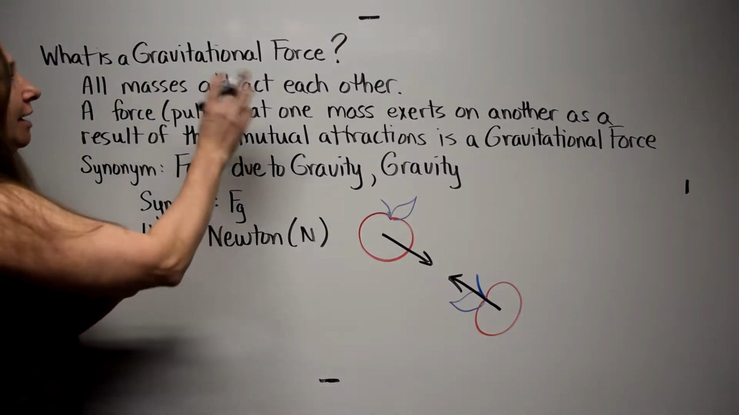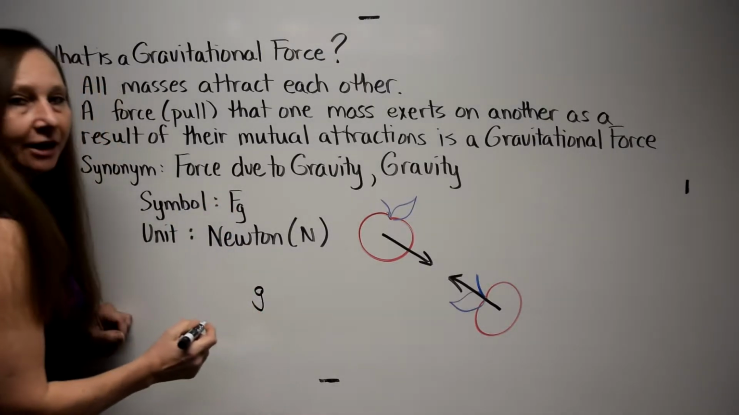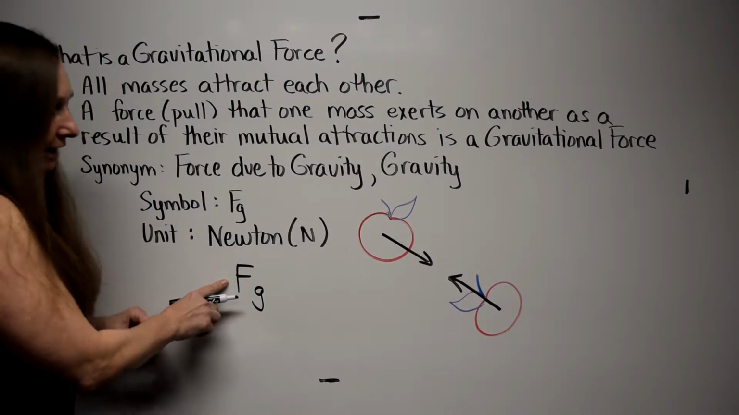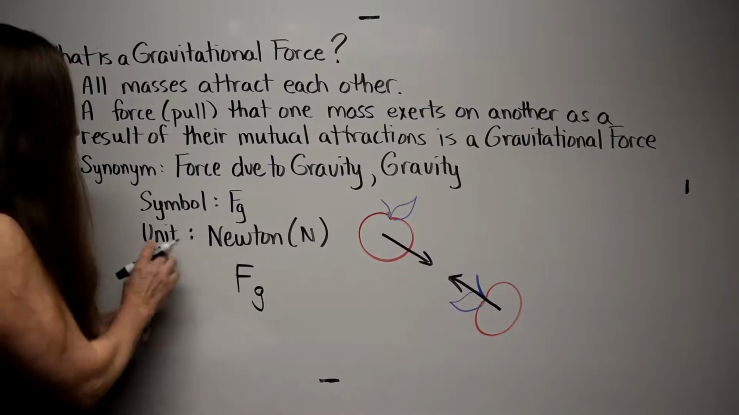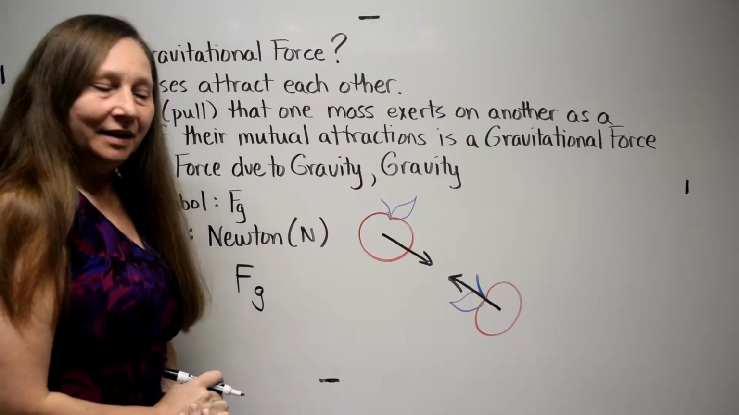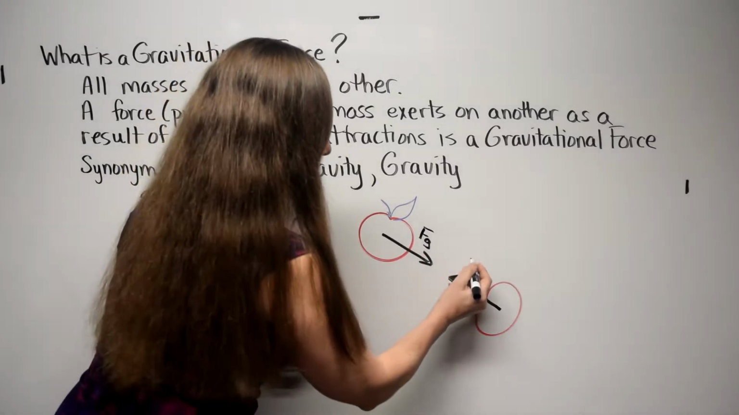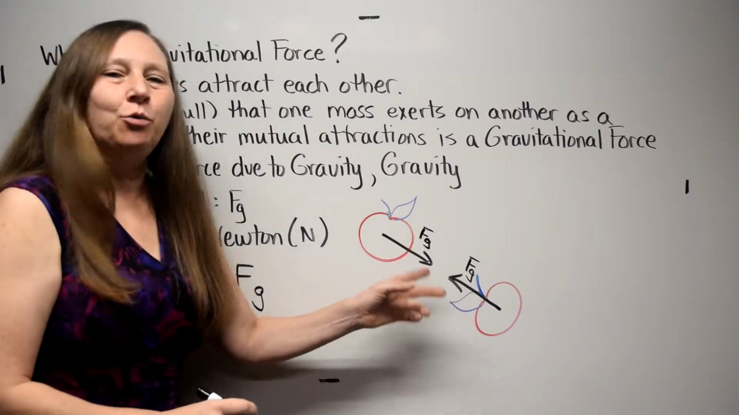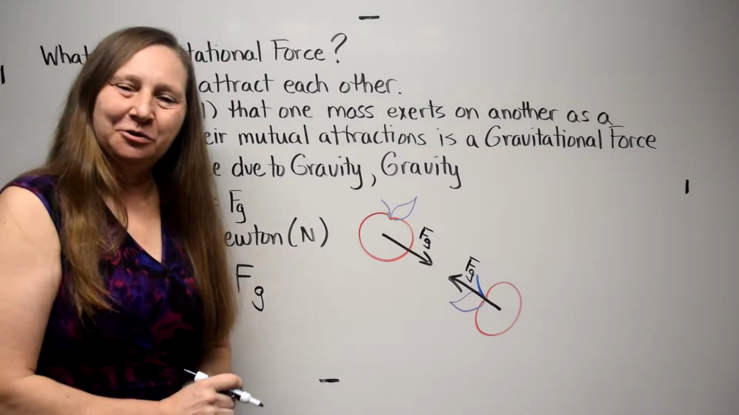Now, the symbol for gravitational force is Fg. That's actually a capital letter F and a subscript, a very small little g. The unit for all forces is the Newton. Now, you want to label the forces Fg. When we get into the forces topic, we'll make one of these Fg's negative. For now, we'll just say they're both gravitational forces.